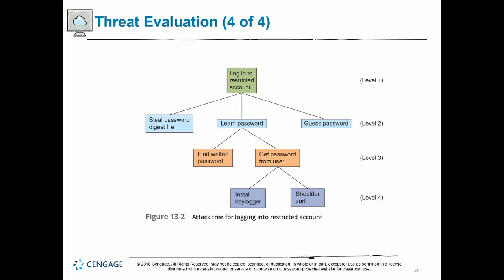If they go the route of getting the password from the user, how are they going to get it? Either social engineering, shoulder surfing, or installing a keylogger to get the keystrokes of the password.